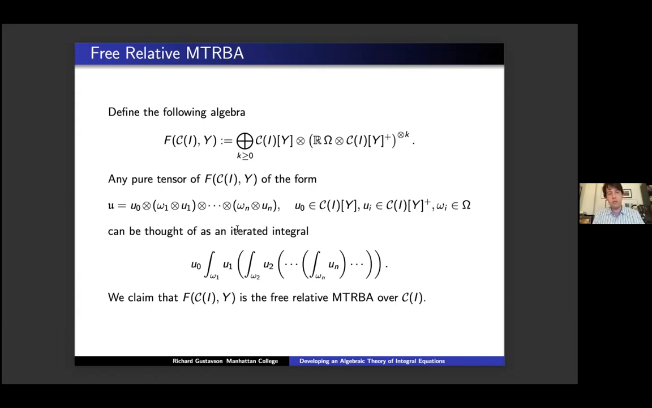Okay, so the U's are elements in C of I of Y. So these are polynomials in Y with coefficients in C of I. And the omegas are in our big set omega. And any pure tensor, we can think of as an iterated integral like this. So U naught, and then we have omega 1 integral of U1 times omega 2 integral of U2. And so we have these iterated integrals. And the point here is we only want to consider iterated integrals.